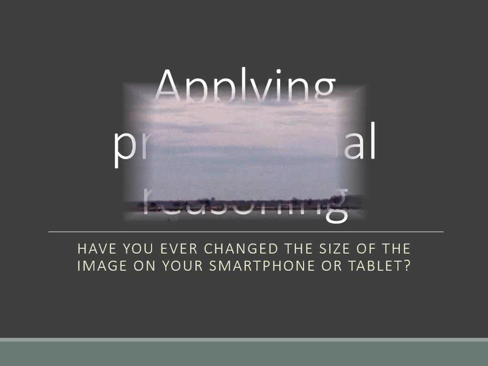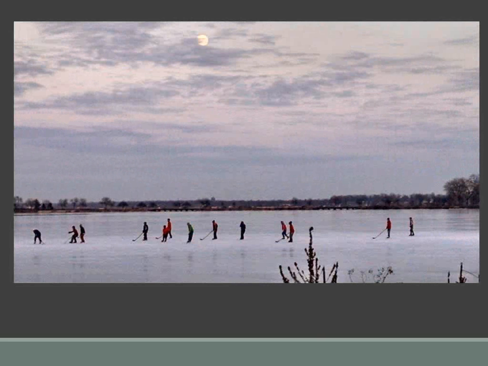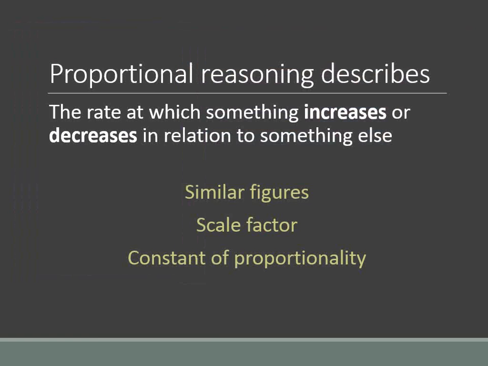We would enlarge that image on our phone or on our tablet, and what happened was that when we do that enlarging, the length grows in a similar way to the way that the width grows. So they're growing in proportion. So the picture doesn't get stretched out, it doesn't get taller and thinner, it doesn't get wider and flatter, but the length and the width grow proportionally. So that's a real-life, everyday example of proportional reasoning.